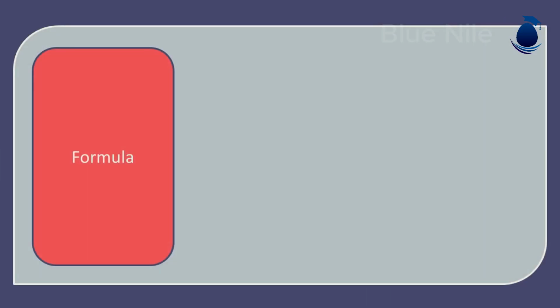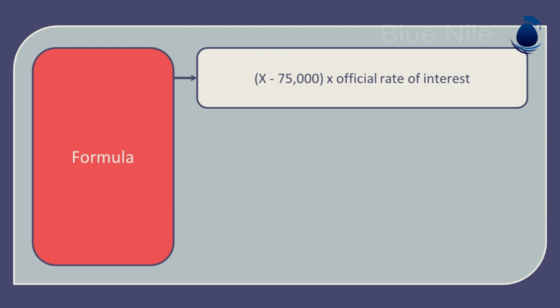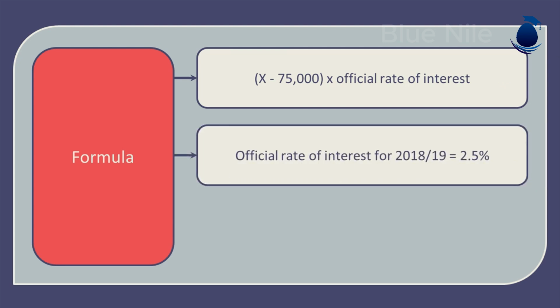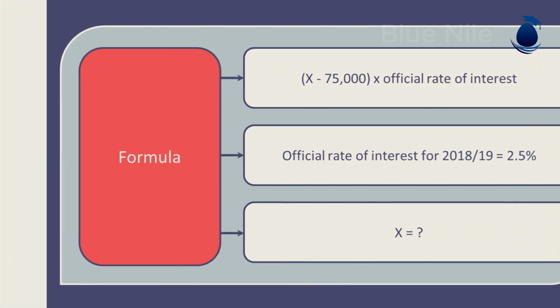Secondly, let's look at the formula to calculate the charge. X minus 75,000 multiplied by the official rate of interest. So the two elements to consider further are how we calculate X and what the official rate of interest is. For 2018-19, the official rate of interest is given as 2.5%, leaving us just X to work out. This is the most difficult part of the whole calculation.